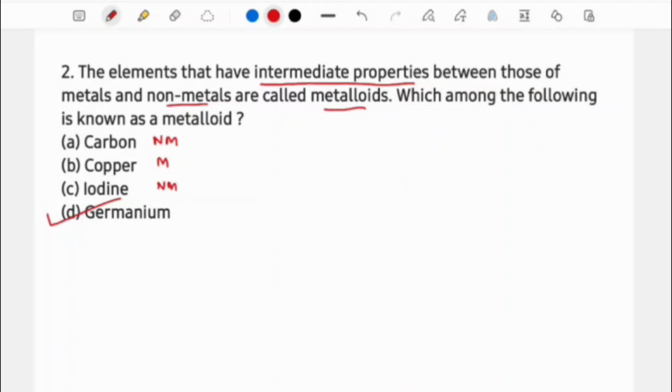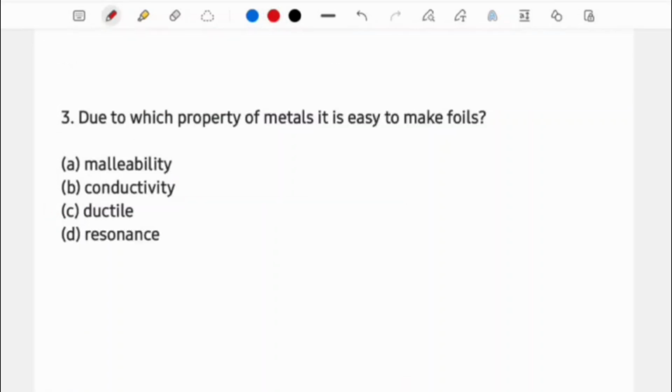Next question. The question is, due to which property of metals is it easy to make foils? For example, we make sheets of metals. The correct option is option A, that is malleability. Malleability is the ability of a metal or a metal alloy to be formed into a variety of shapes when we hammer them or roll them into thin sheets. Okay.